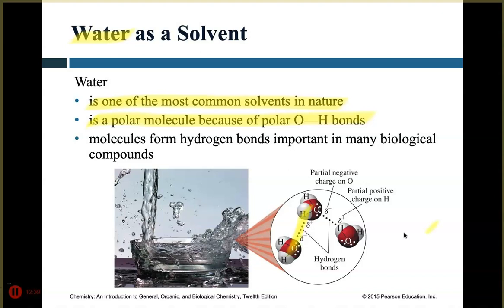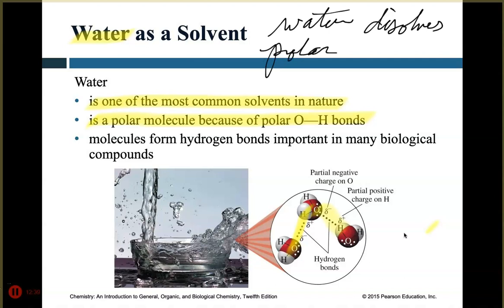There's an O, and it's forming a hydrogen bond with an H from a neighboring water molecule. And the same thing here. There's an O forming a hydrogen bond with another neighboring water molecule. Because water is polar, that means it's going to dissolve polar solutes. So water dissolves polar molecules. Hold on one second, I'll spell that right. P-O-L-A-R, molecules.